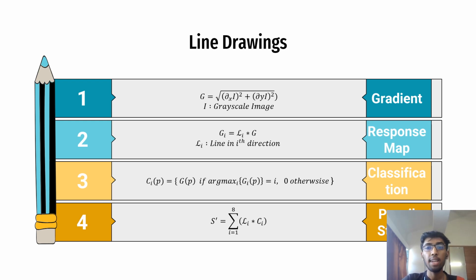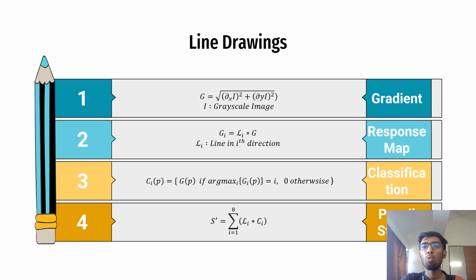L_i is a line in the ith direction. We have a total of 8 directions, and all the directions are separated by 22.5 degrees. You can imagine a 360-degree plane divided into 8 different lines, equally spaced apart, all passing through the origin. After that we perform the classification.